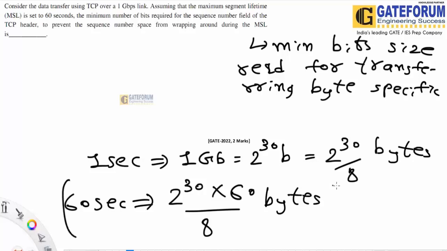So this is our main formula, and this is equivalent to the number of sequence numbers. This many sequence numbers we require if we want to transfer the data without any sequence number mismatch or any sequence number wrapping around, for all the data. So let's try to identify how we can consider this.